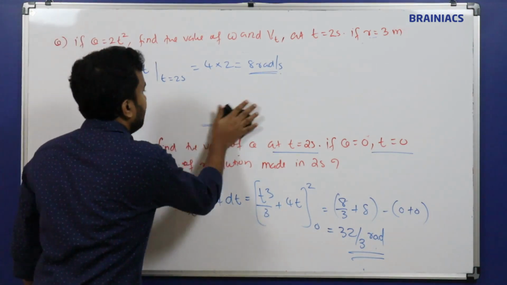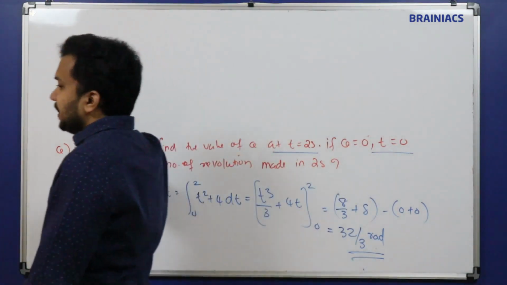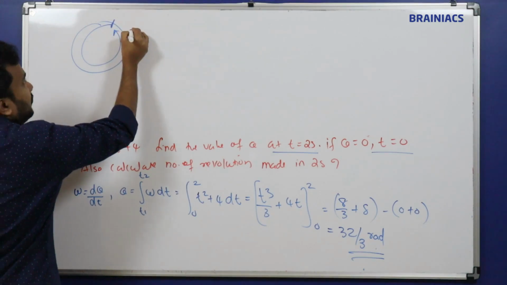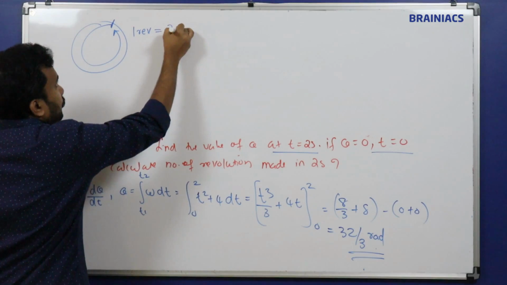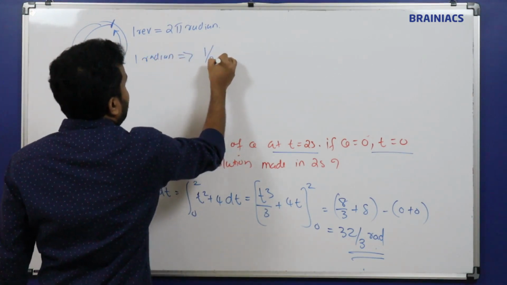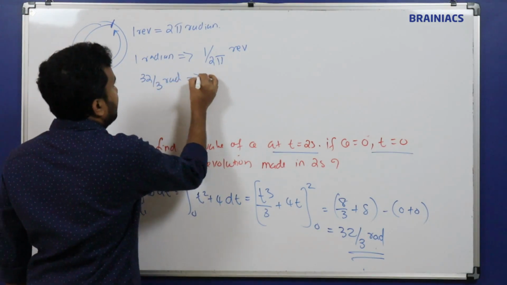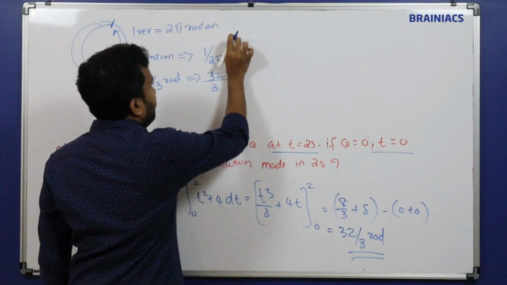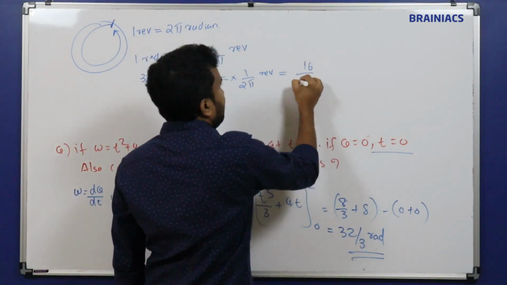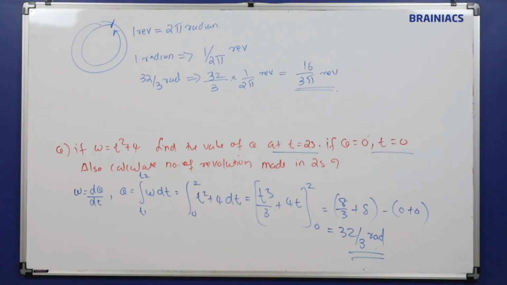So we found the value of theta, but what is the final part of the question? The number of revolutions made in 2 seconds. This is how much angle it has rotated in 2 seconds. One full revolution, a body starting from here and reaching back over here, is equal to 2 pi radians. So one radian is 1 by 2 pi revolution. We have 32 by 3 radians, so 32 by 3 into 1 by 2 pi revolutions. The 2 gets cancelled, so 16 divided by 3 pi revolutions. This is the number of revolutions completed in that period of time.